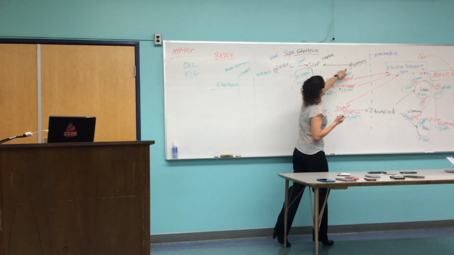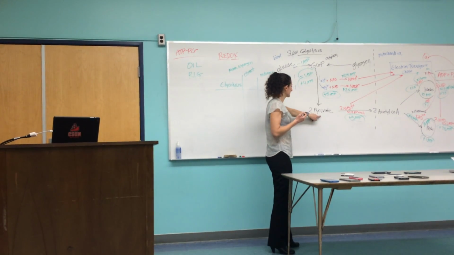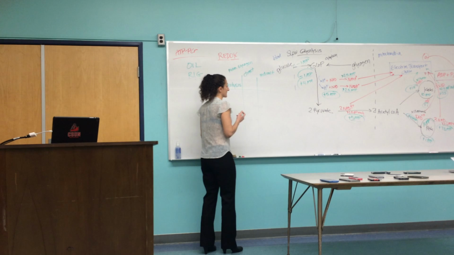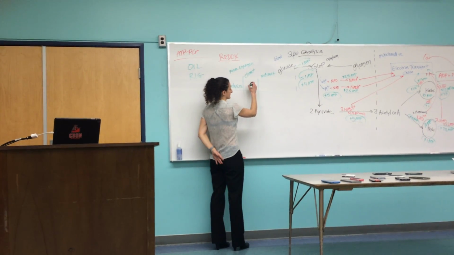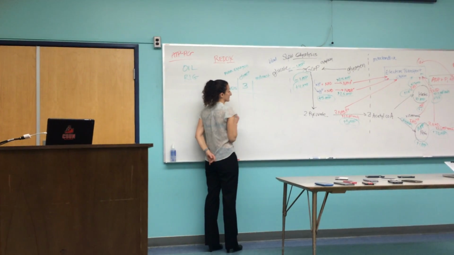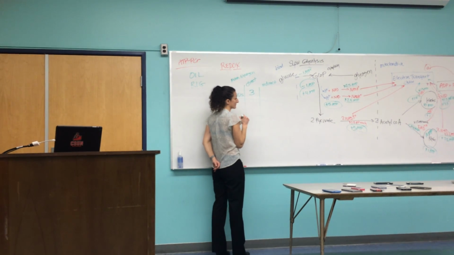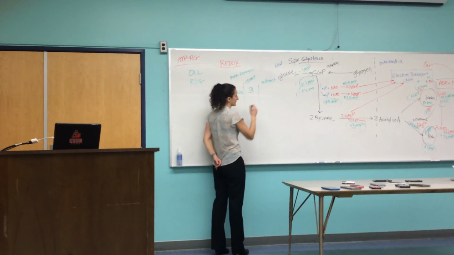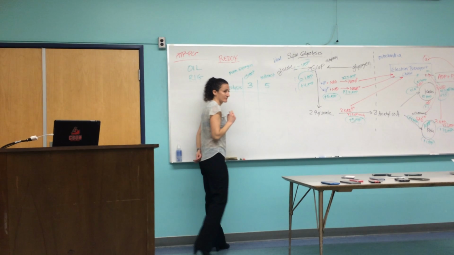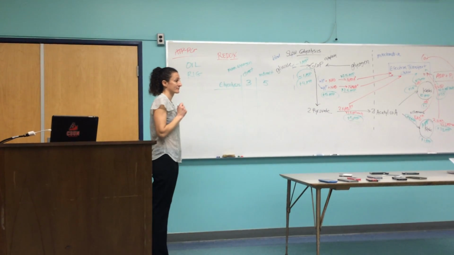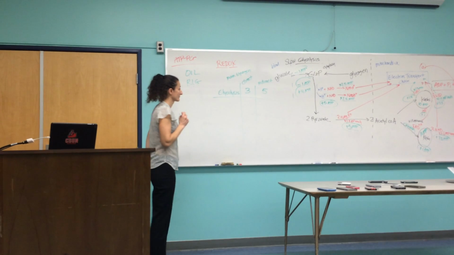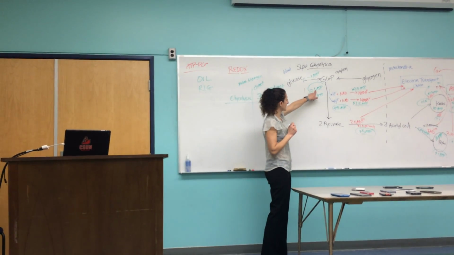So from glycogen through glycolysis, how many direct ATP do we have? 3. How many indirect? How is it just 3 direct? Minus 1 plus 4.